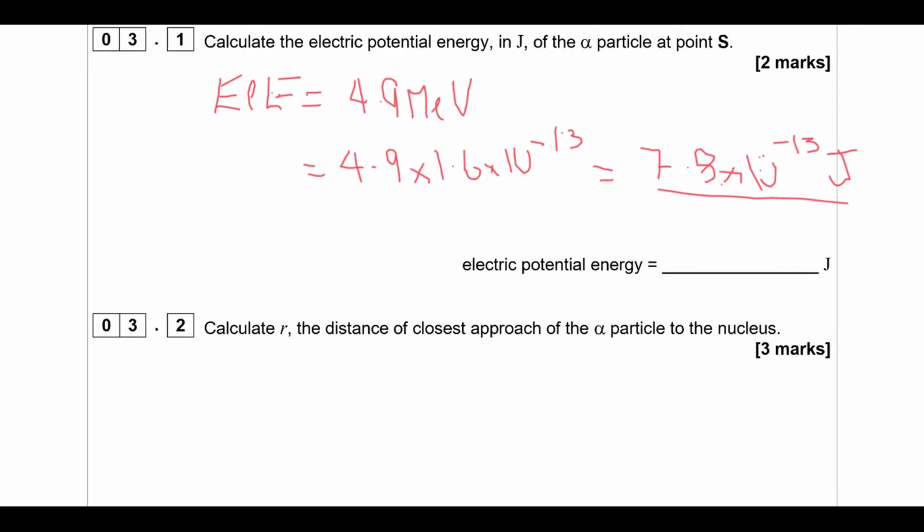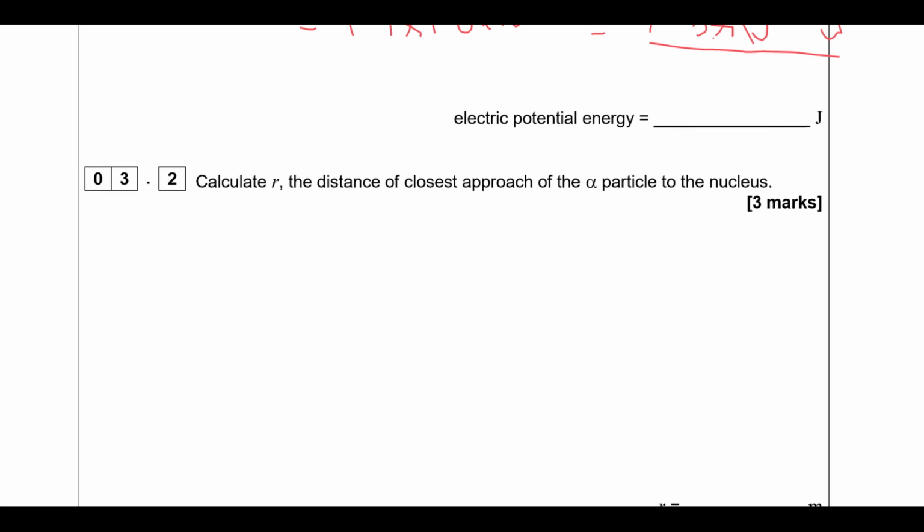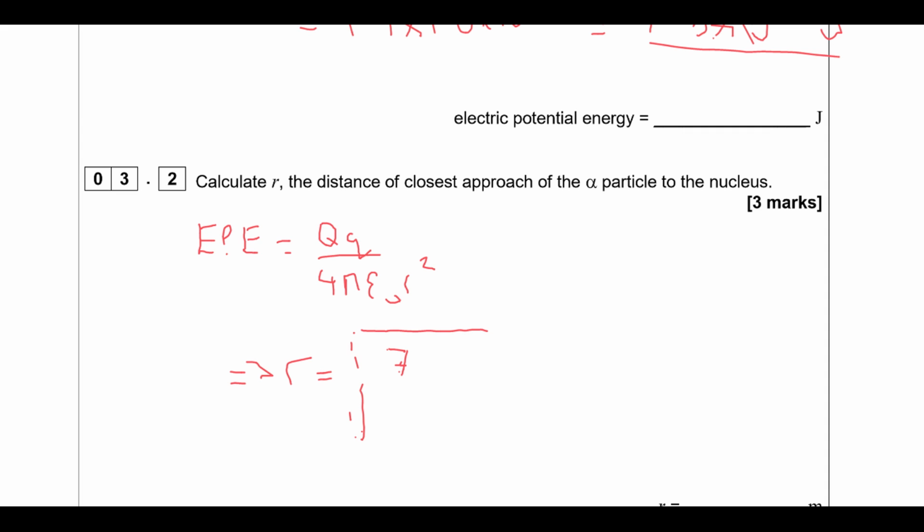Okay, so then it wants us to calculate the distance of closest approach. From radial electric fields, we should know that the electric potential energy is Q over 4 pi E0 r. So the distance is going to be Q over 4 pi E0 times the electric potential energy. So that's going to be 79 times 2 times the charge of an electron squared, divided by 4 pi times E0, so 8.85 times 10 to the minus 12, times the electric potential energy which we've just calculated.